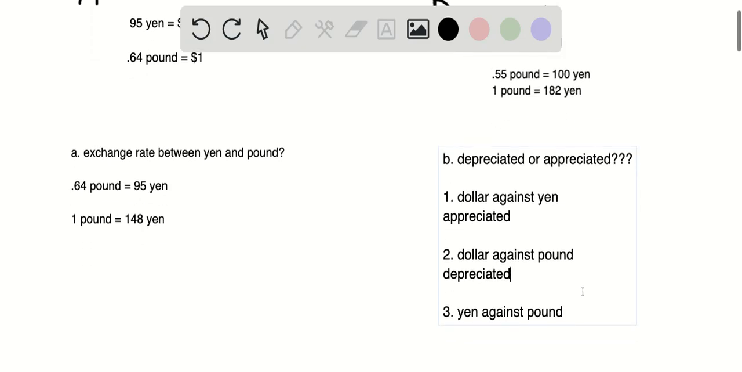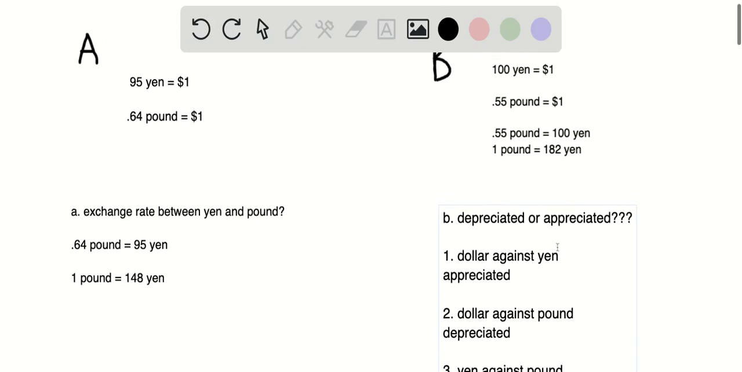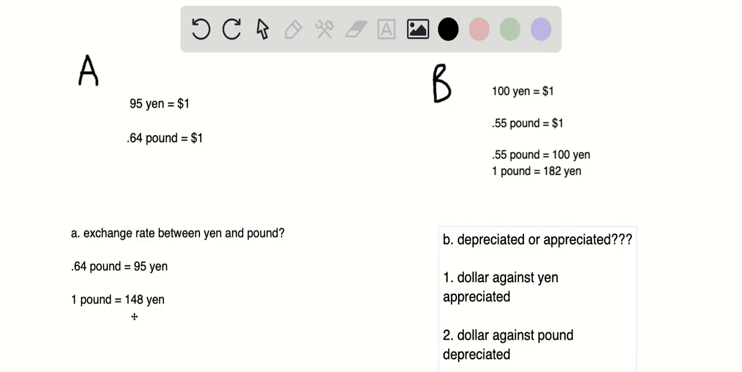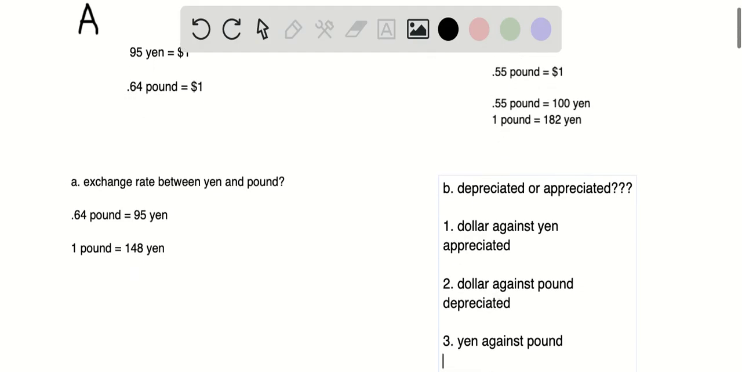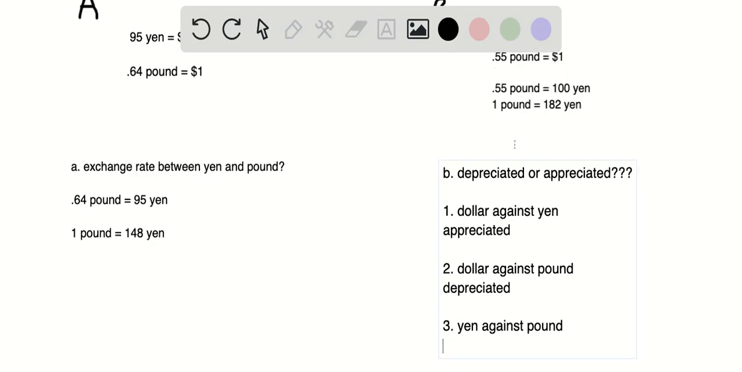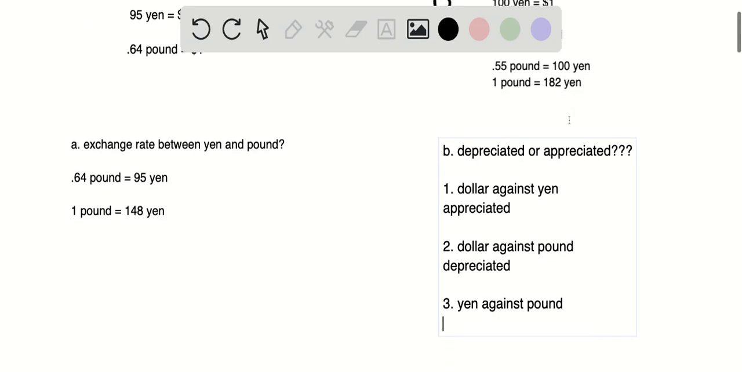All right, and finally, we want to look at the yen against the pound. So before, with 1 pound, we could buy 148 yen. And now with a pound, we can buy 182 yen, right? So since we can buy more yen with the same pound, that means on the flip side that the yen has decreased in value, right? So we can buy less pounds with the same amount of yen. All right, so that means that the yen has depreciated against the pound.